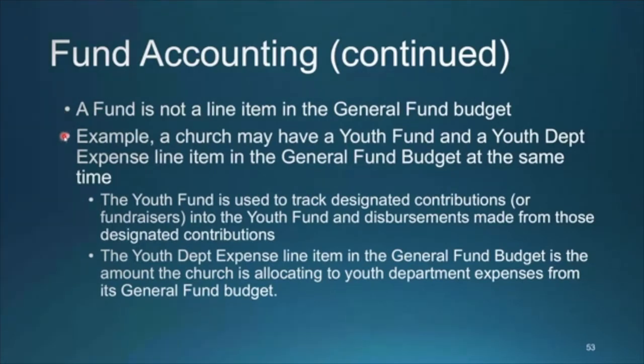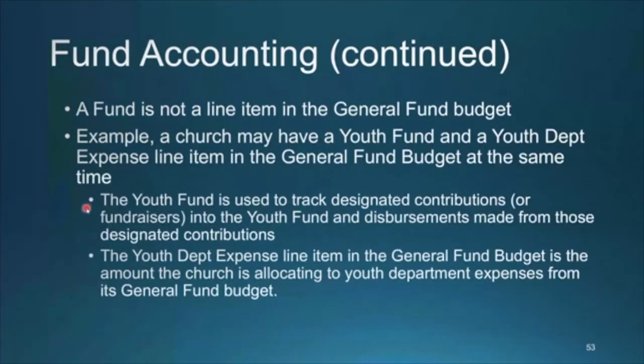So let's do an example. Let's talk about youth, and this is very common. The church would have a youth fund, and the church would also have an expense account in the general fund called youth department expenses. So we have both a youth fund, and then in the general fund, we have an account called youth department expense. The youth fund is going to be used to track designated contributions or fundraisers, a car wash, selling candy, whatever the youth do to raise money.